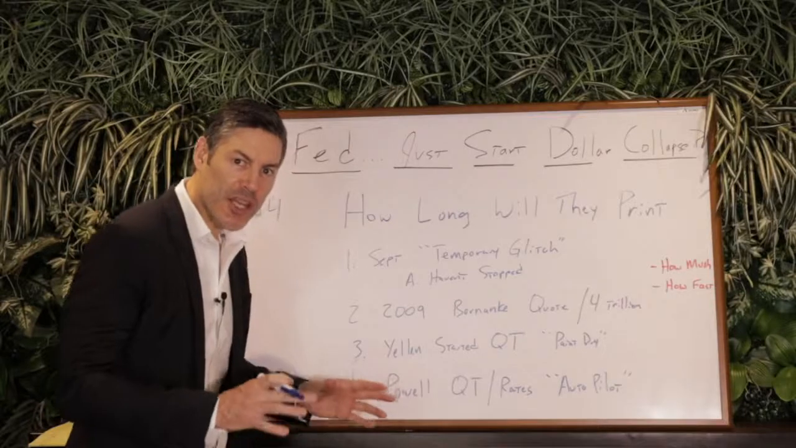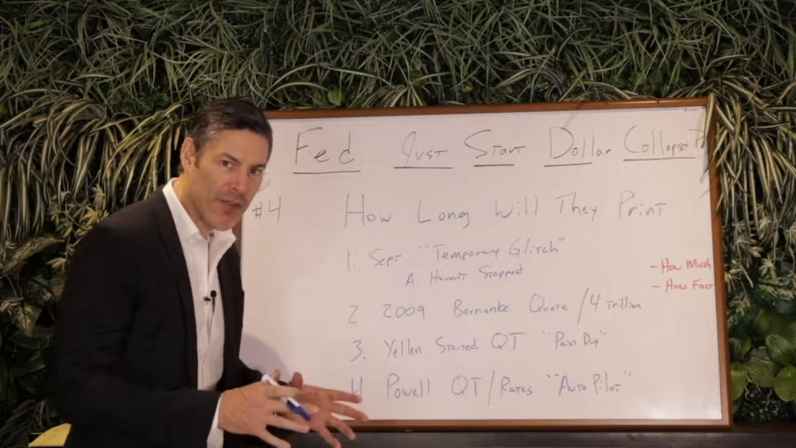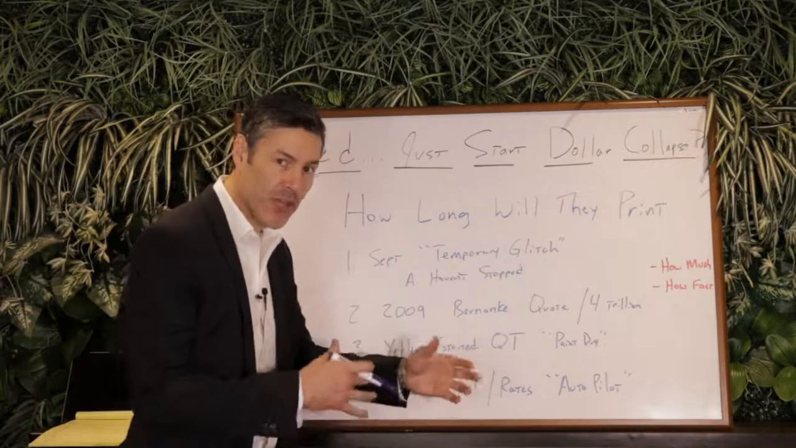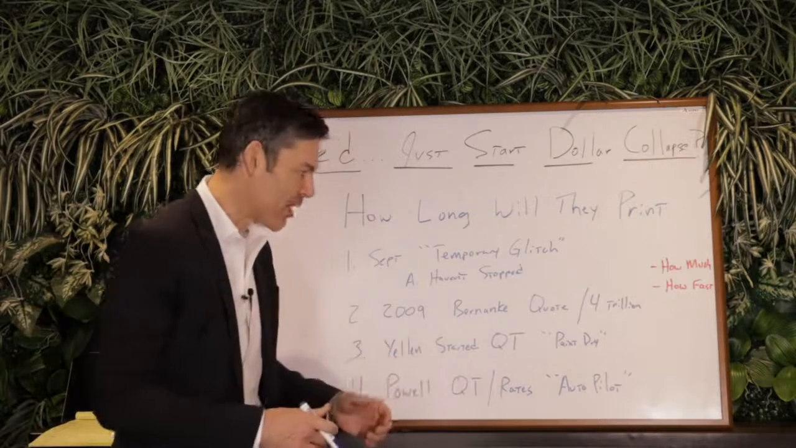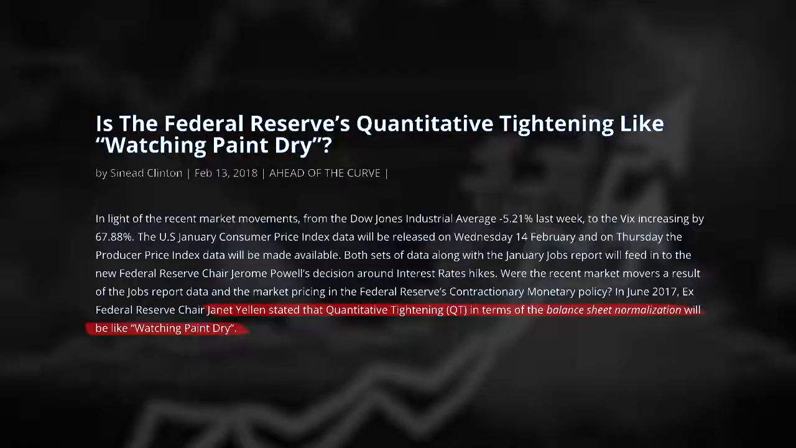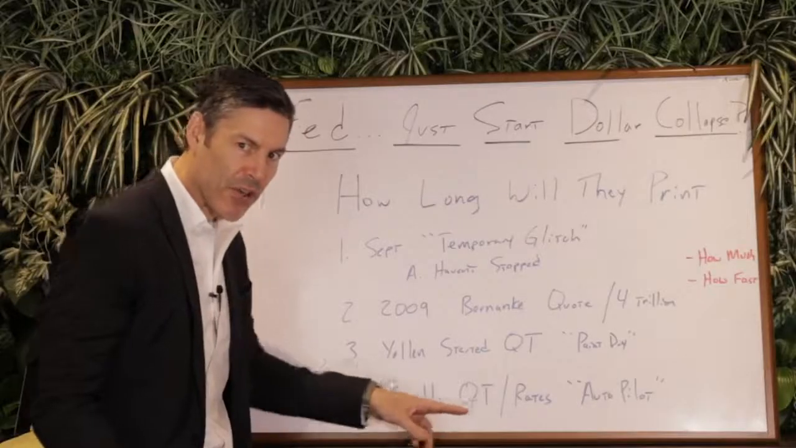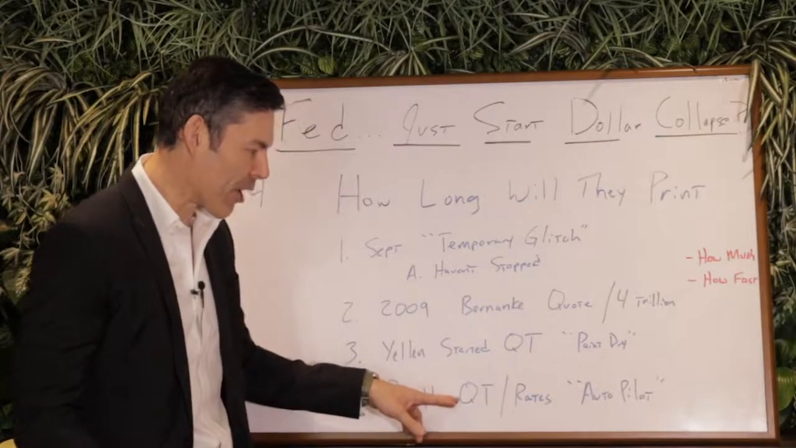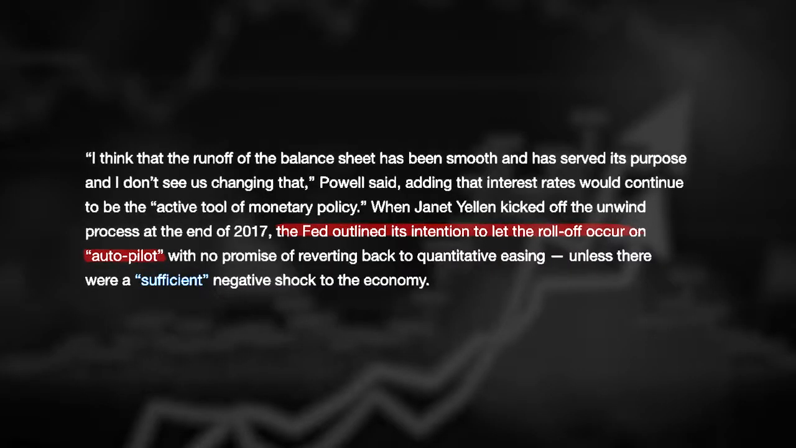And remember, Janet Yellen tried to make quantitative easing less permanent when she started QT, which is just doing the opposite. It's shrinking the Fed's balance sheet. And she said that that would be like watching paint dry, meaning it would be very boring, it would be very smooth, no problem. Powell reiterated that when he started to increase interest rates and continue the quantitative tightening program, saying that it would be on autopilot.